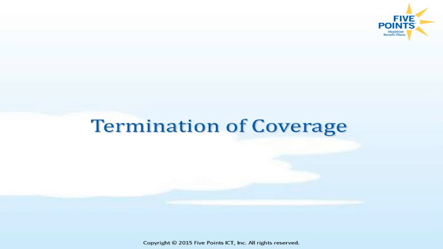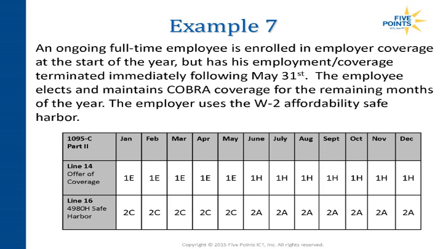All right, now let's talk about termination of coverage. So I've got employees terminating. So I have an ongoing full-time employee enrolled in employer coverage at the start of the year, has his employment coverage terminated immediately following May 31st. Employee elects and maintains COBRA coverage for the remaining months of the year. The employer uses the W-2 affordability safe harbor. So I'm going to use 1E when they're a full-time employee and the offer of coverage was made through May, coverage ended at the end of the month.